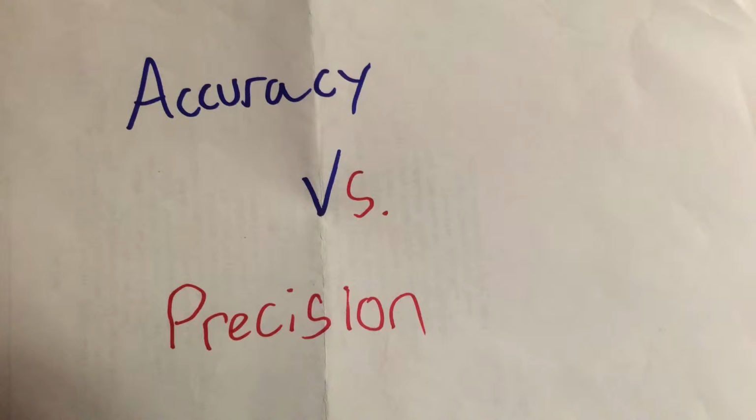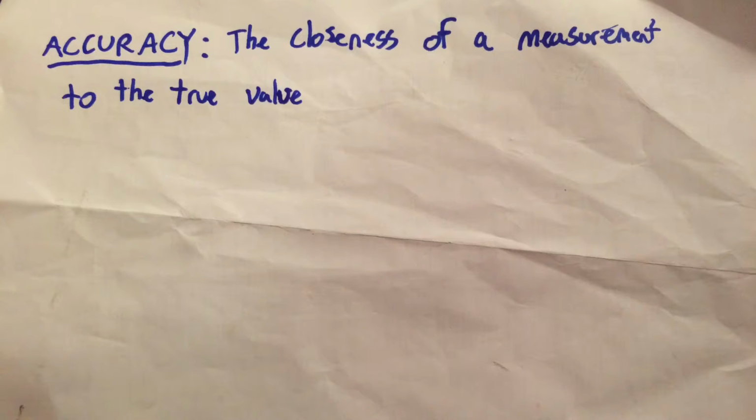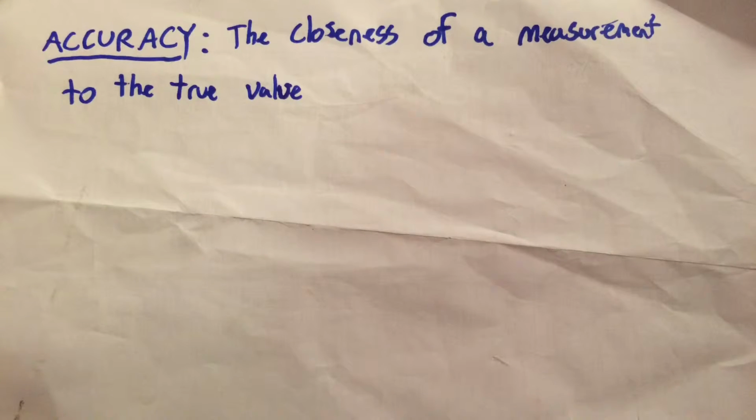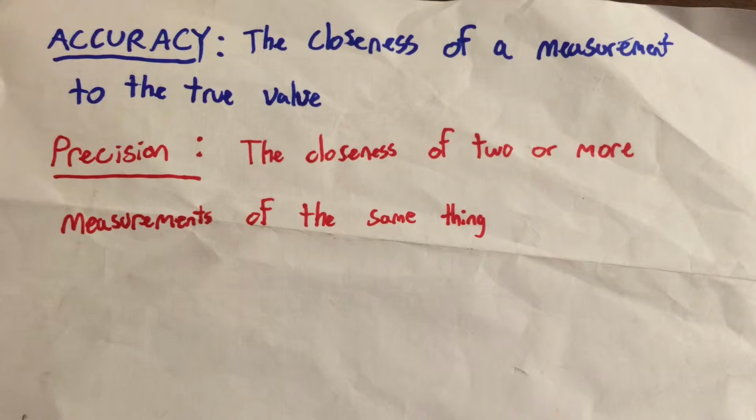Accuracy versus precision. Accuracy and precision are different things a chemist needs to consider while analyzing their data. These concepts can be difficult to understand at first. To begin, let's start with some definitions. Accuracy is defined as the closeness of a measurement to the true value. Precision is defined as the closeness of two or more measurements of the same thing.